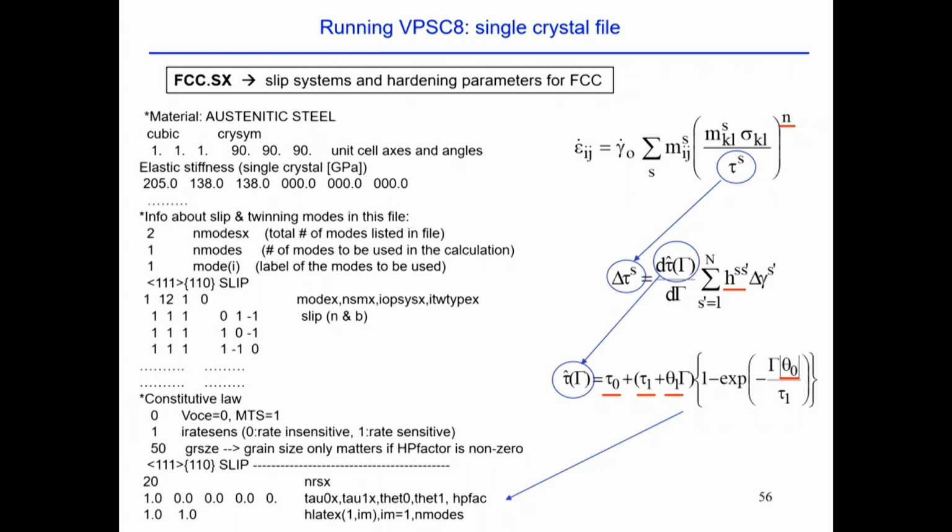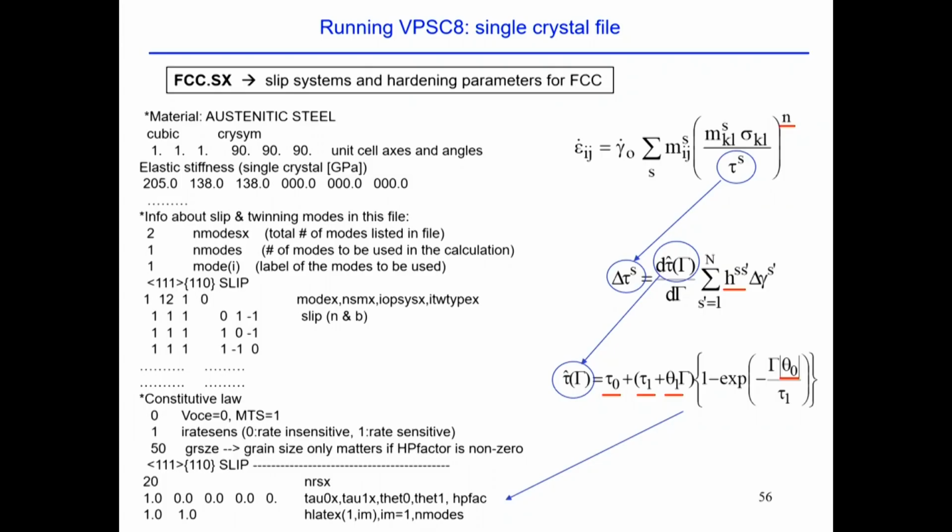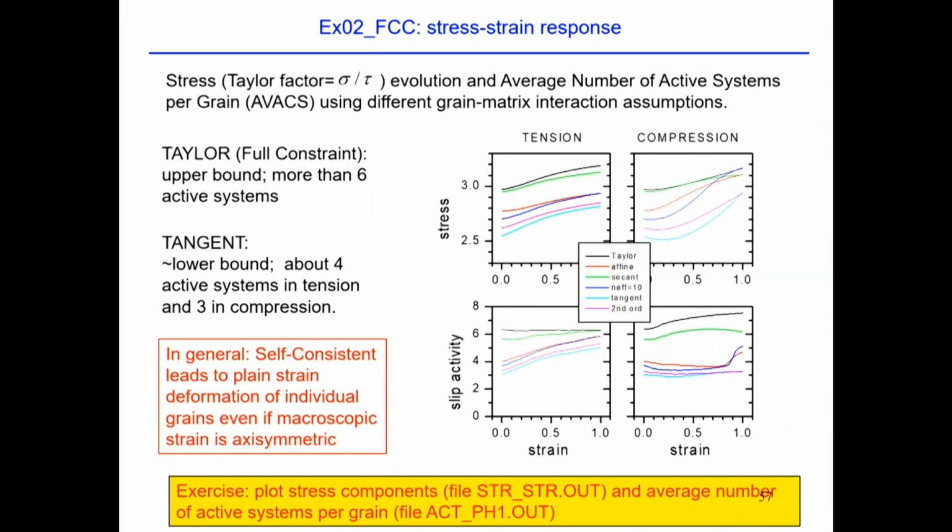Then you give the values of tau 0, tau 1, theta 0, theta 1 in the Voce law. This is the Hall-Petch factor if you are going to consider Hall-Petch effects for grain size. And then the latent hardening coefficients, these are the H^{ss'}. Well, I had them there. These are the H^{ss'} that appear there. Okay. So I think that we have described all the laws.